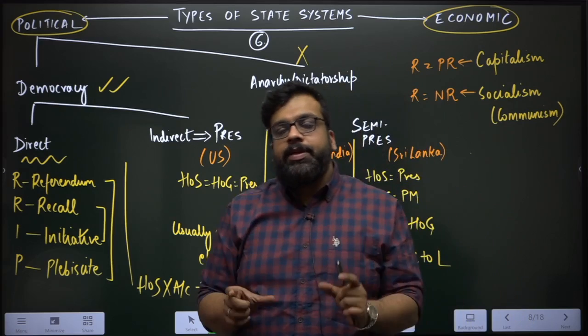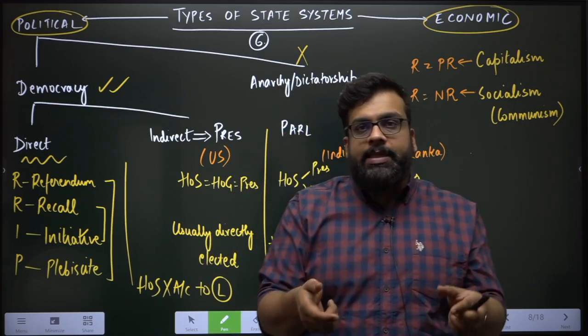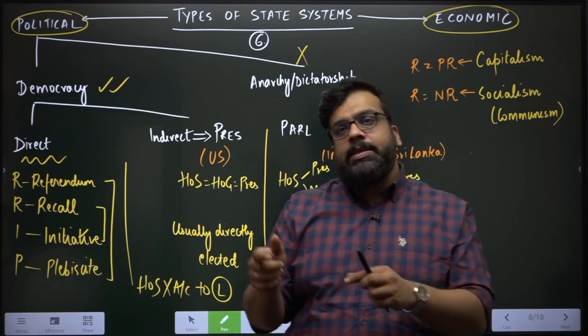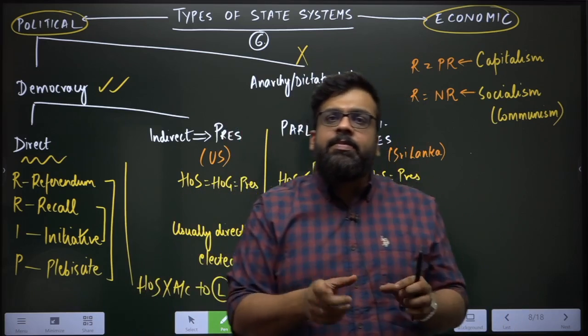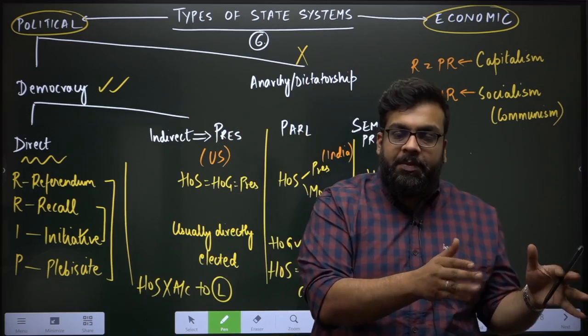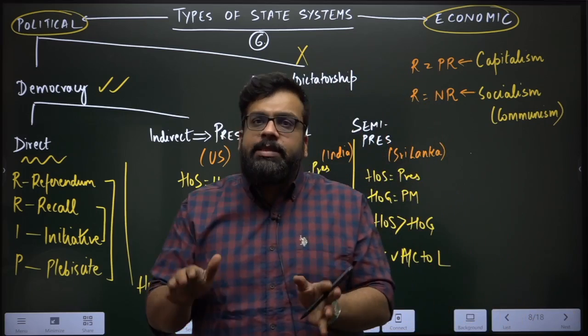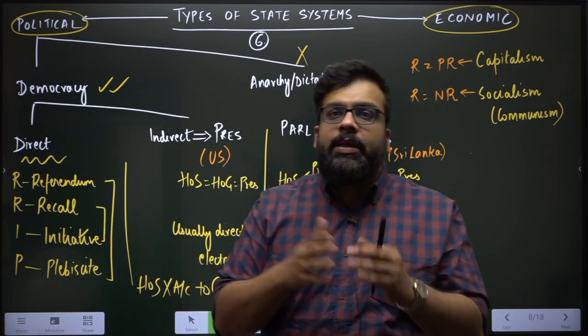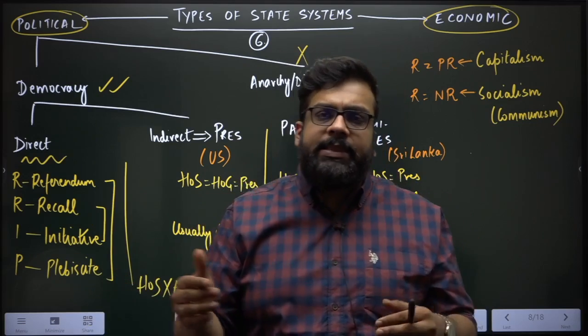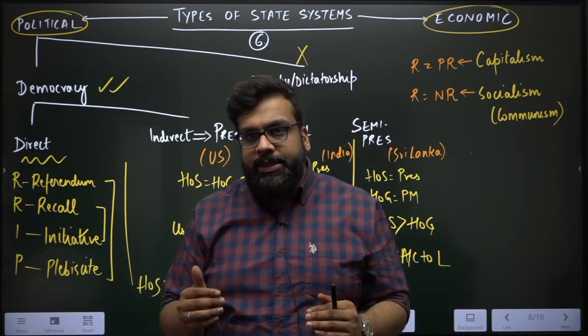Now let's understand the first question. Who conducts a referendum and who conducts a plebiscite? See, a referendum is usually conducted by the government, and a plebiscite is usually conducted by a third party, in most common cases, the UN. That answers the first question.